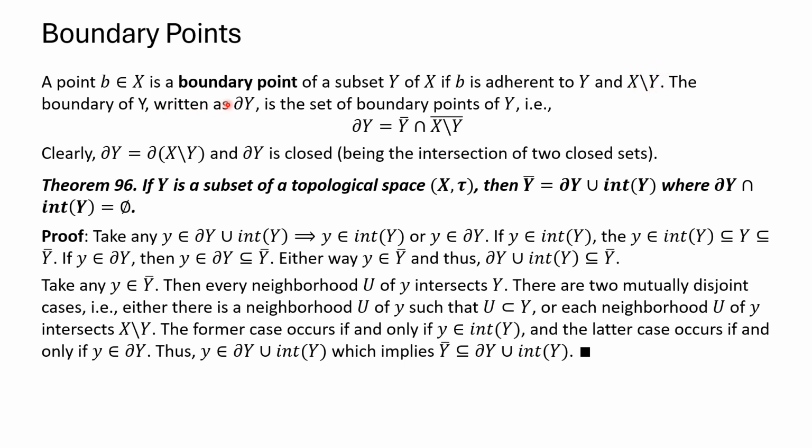And we write that as delta Y. And more formally, we have this definition here. The boundary of Y equals the intersection of the closure of Y and the closure of the complement of Y, which basically is saying you're adherent to both Y and its complement. So this statement and this equality here are the same.